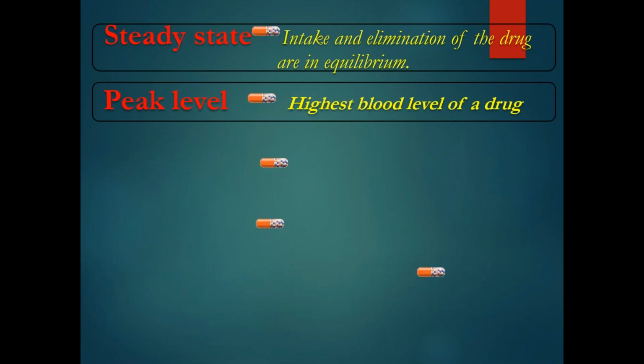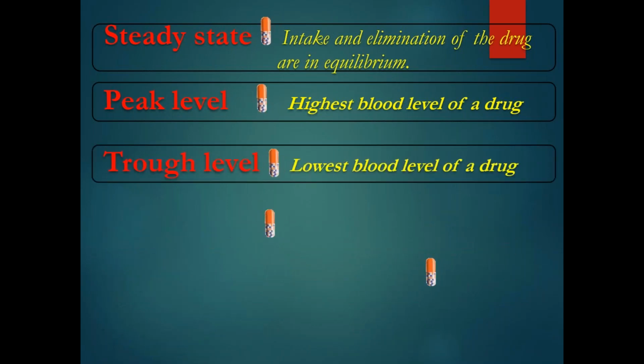A steady state is when the intake and elimination of the drug are in equilibrium. So the same coming in, the same coming out, right? So that is a steady state. Peak level is when the drug reaches the highest level in blood. How do you pronounce that? Always trough, right? Trough, yes. Trough level is the lowest blood level of the drug that is going to have a therapeutic effect. Okay, so that is trough.